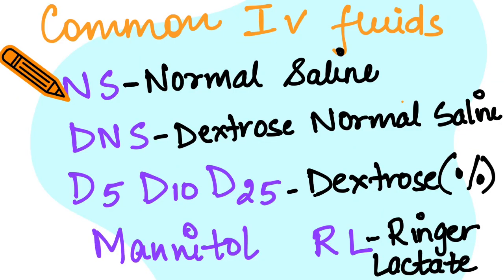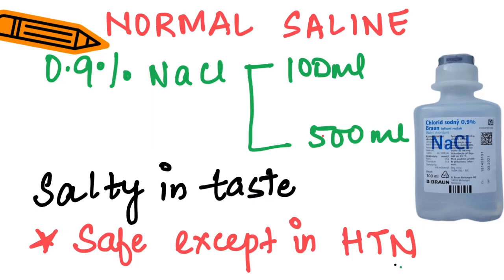Now let's talk about the full forms and the short forms. Normally we use the words NS, DNS, D5, mannitol, RL. What do they mean? NS means normal saline. DNS means dextrose normal saline. D5, D10, D25: D stands for dextrose, and these numbers 5, 10, 25 represent the percentage. Then we have RL. RL stands for Ringer lactate. It is very important to know the full form of these short words, because sometimes we don't even realize what the full form of DNS or NS is. It is important to know.